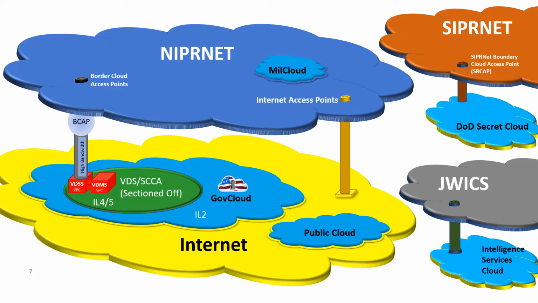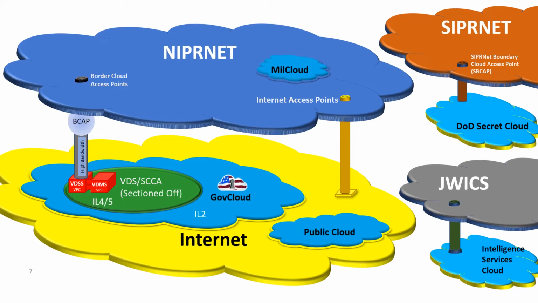Also, as we mentioned, the IL4 or IL5 application needs to be hosted in a section of the GovCloud with enhanced firewalls and management products referred to as the Secure Cloud Computing Architecture, or SCCA. The DoD will procure a dedicated connection between the NIPRNet and the GovCloud to support the BCAP. This connection will be isolated from the general Internet. The BCAP will include its own cyber defense capabilities such as a firewall and intrusion detection and prevention in order to protect the NIPRNet from the application residing on the cloud.